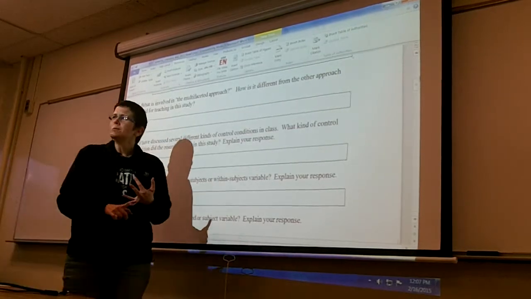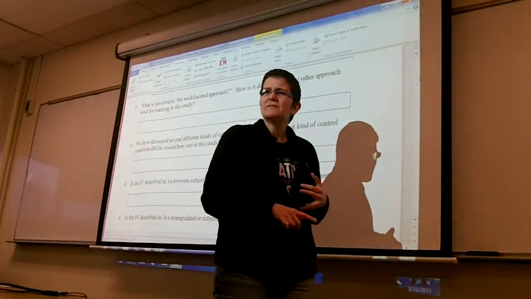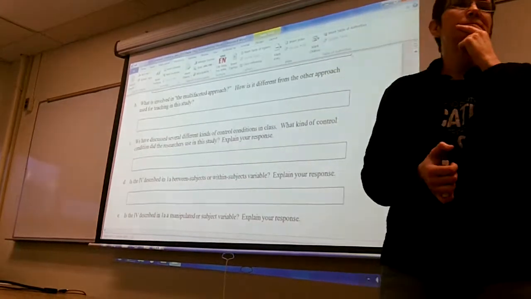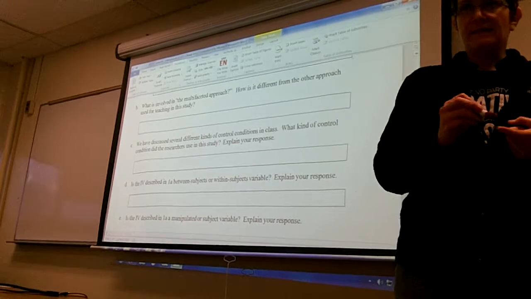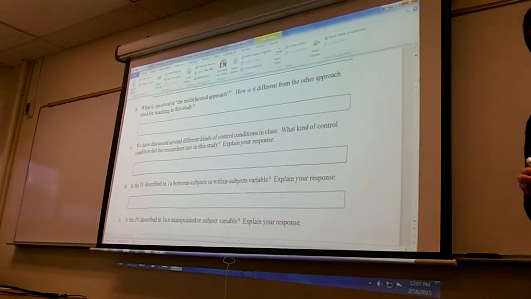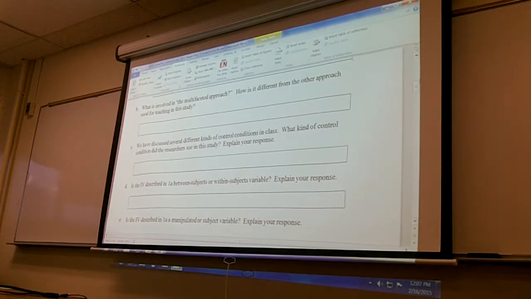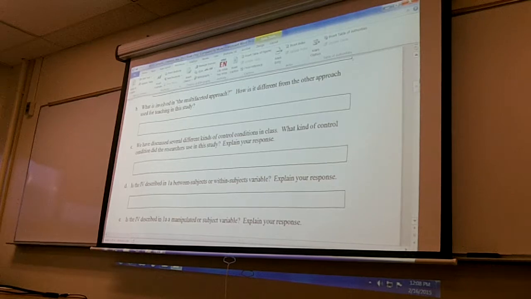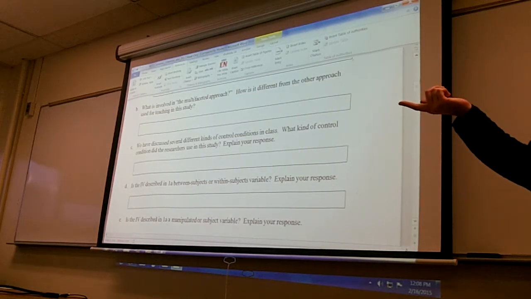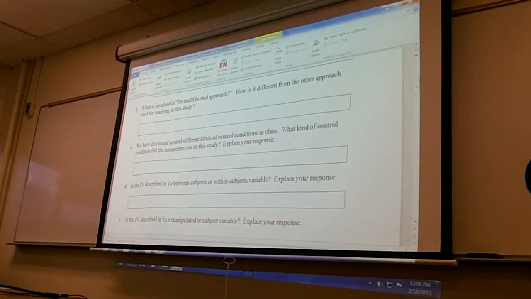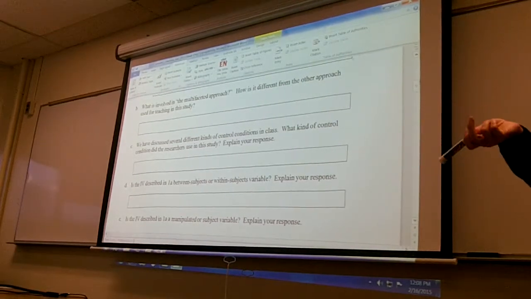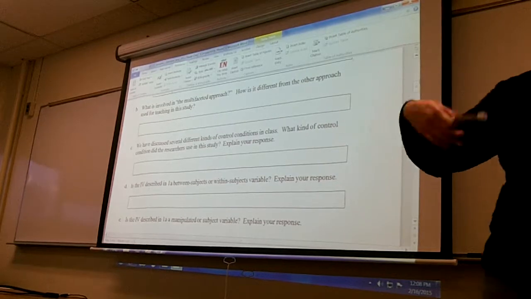And then what was involved in these hands-on activities? What kinds of things did they do? They had an in-class demonstration. Okay, so they did a demonstration in class. What kind of demonstration? They did an experiment in class where, who were the subjects? The students were the subjects, right? So the professor was the researcher. Okay, so they did an experiment. The students were the subjects.